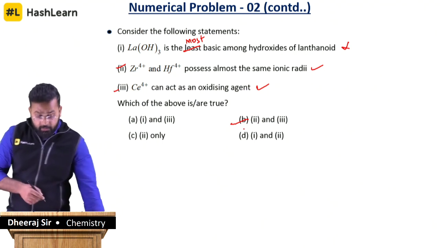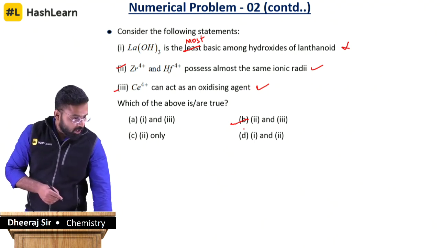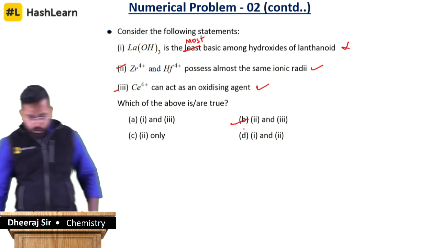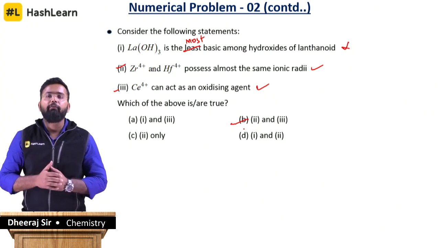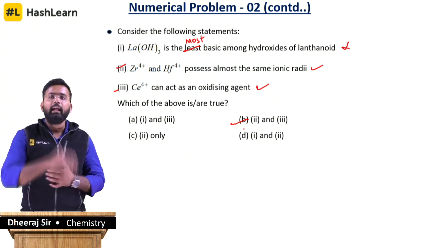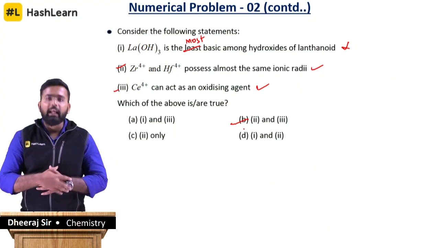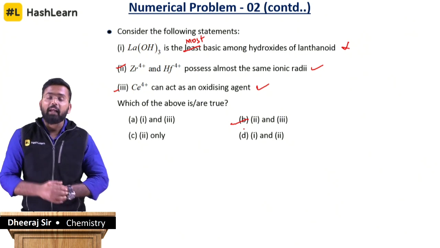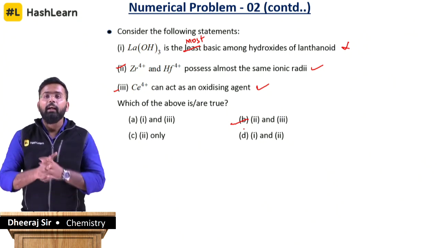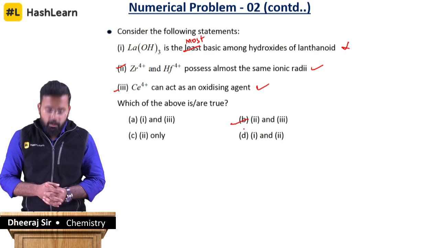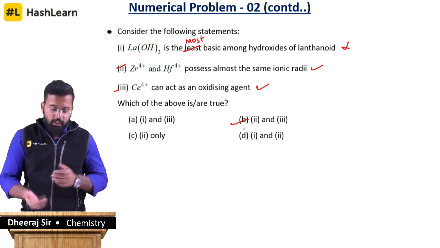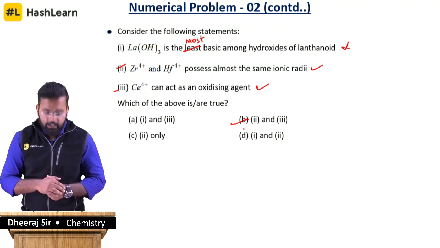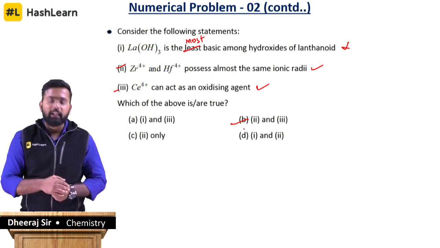And why does Ce4+ act as a very good oxidizing agent? You should know what is the work of an oxidizing agent. If I have to oxidize somebody, I should be taking electrons, correct? So Ce4+ can take electrons to convert itself into Ce3+. Ce3+ is one of the most stable electronic configurations when it comes to lanthanoids, so it can quickly take an electron. By taking an electron, it is helping somebody get oxidized. Therefore, Ce4+ can act as an oxidizing agent. So I've given you the reasons behind all of these.